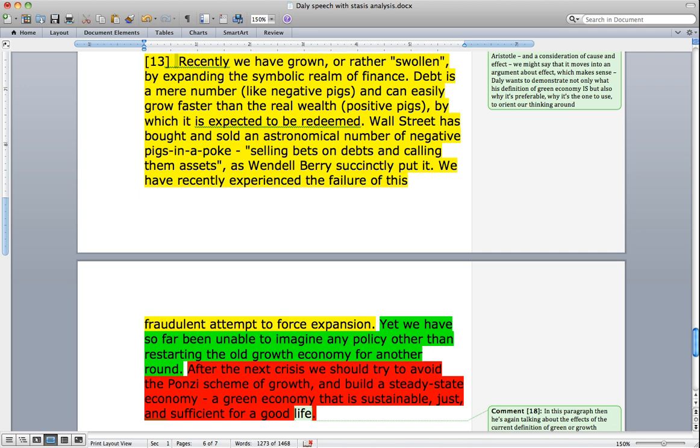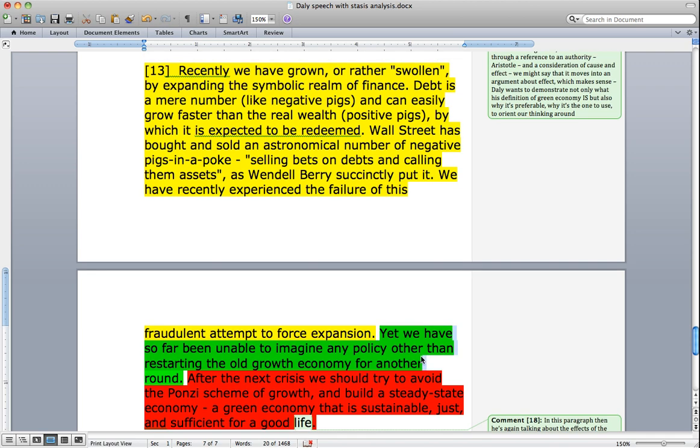Recently, this is what we've seen in the debt crisis. This is what has happened. Really, he's saying here, this is what has happened in the recent debt crisis. Then in the second to last sentence of the argument, really, yet we have been so far unable to imagine any policy other than restarting the old growth economy for another round. This is the effect. We have not been able to do anything.